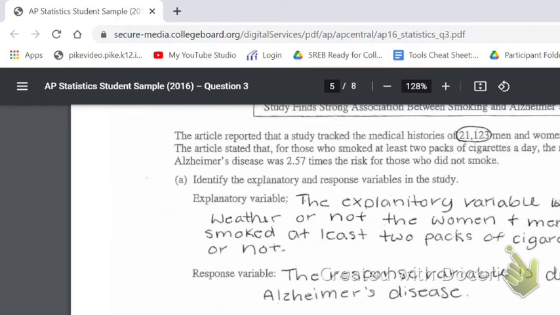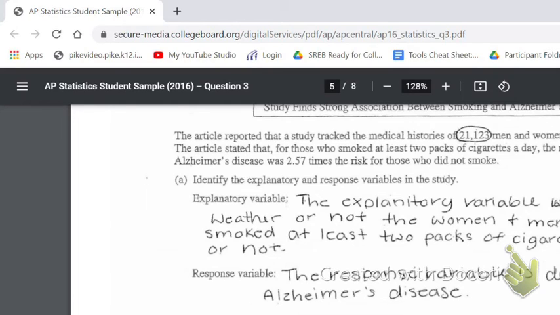All right, explanatory variable. The explanatory variable is whether or not the women and men involved smoked at least 2 packs of cigarettes a day or not. The response variable is developing Alzheimer's disease. What do we think about their explanatory and response variables? Did they do okay with the explanatory? What about the response? What's missing from this? Yeah, so we've got the response variable is developing this, with the alternate not being stated.